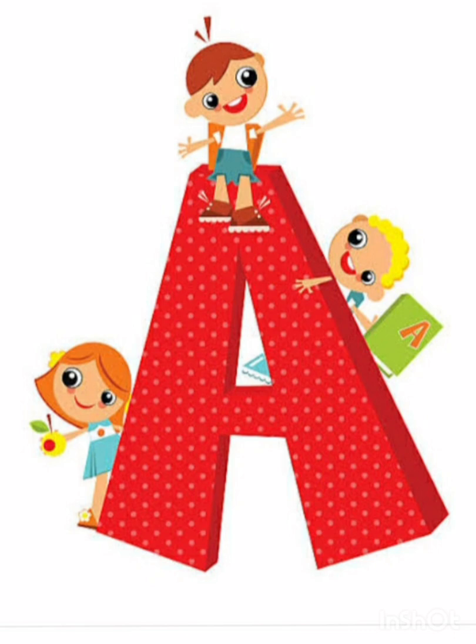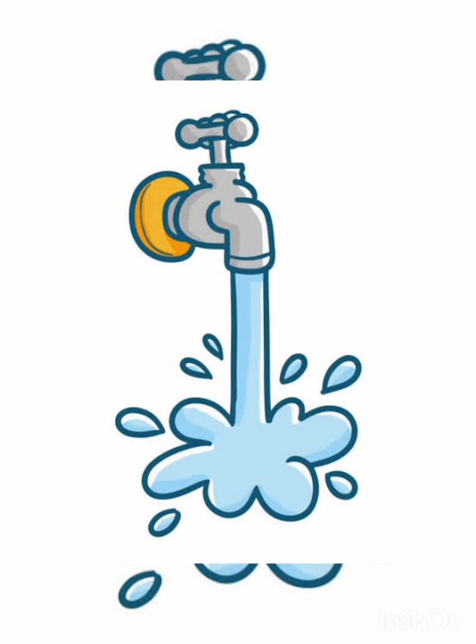Let's start with the A sound of A. App. App. Now look and listen and say the word. This is a cap. Cap. Let's spell the word. C, A, P. Cap. Cap.